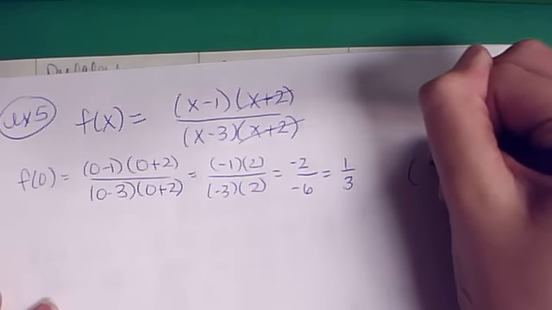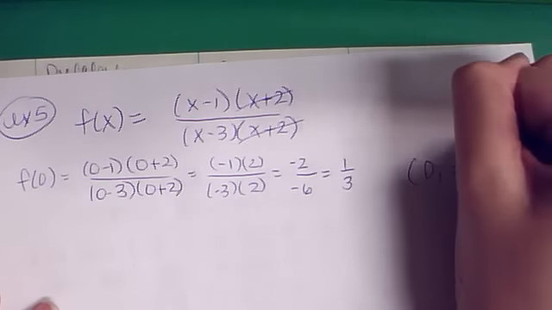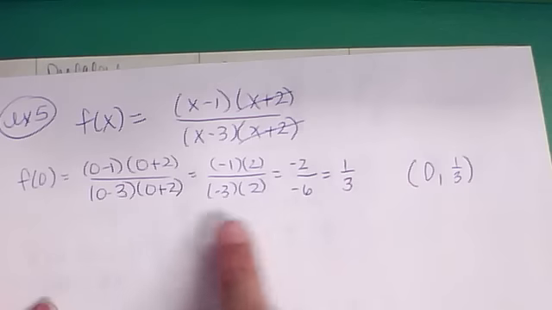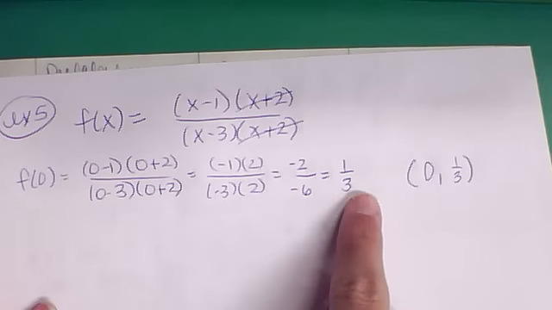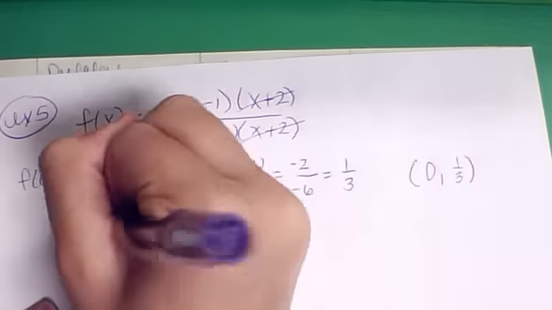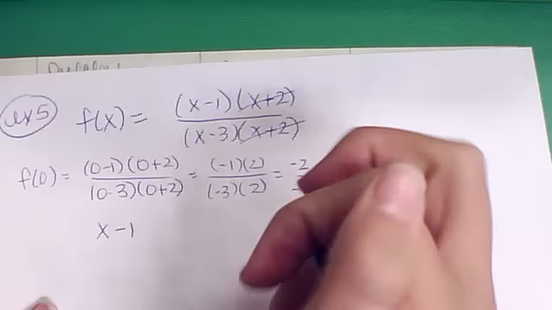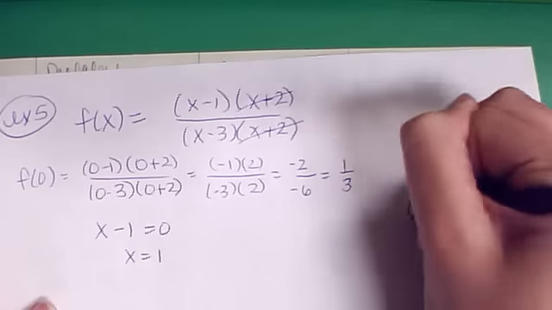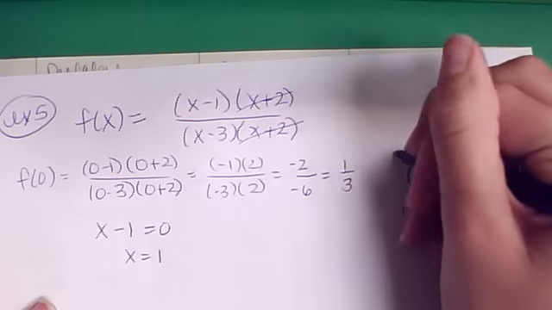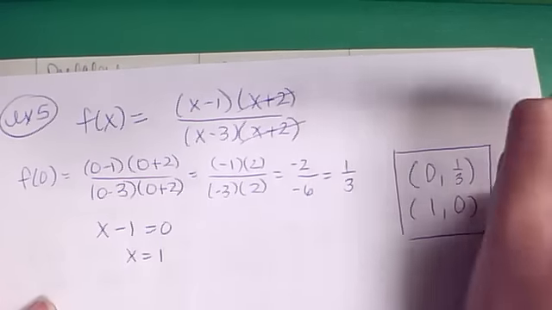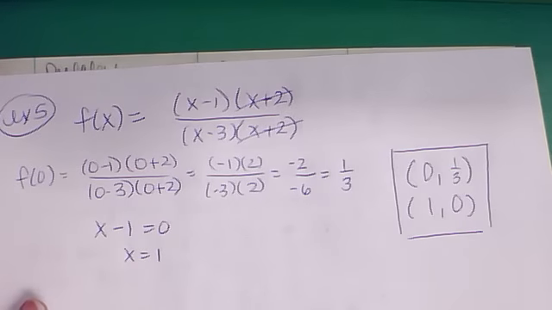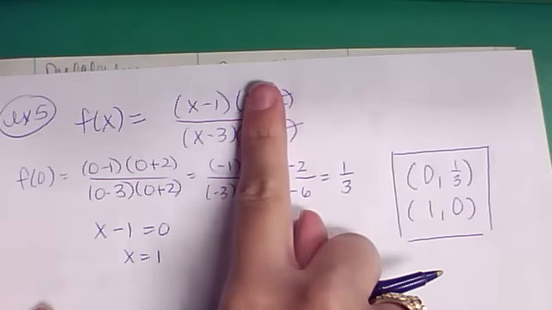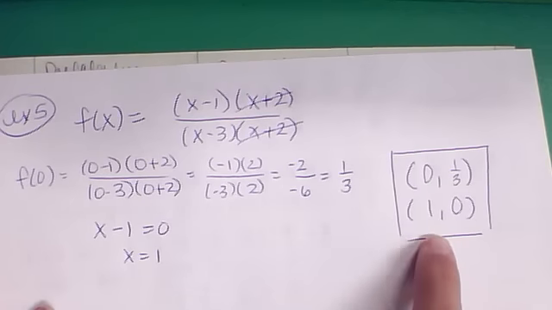So that intercept is 0, 1/3. The reason the 0 is in the x place is because I plugged in 0 everywhere for x. To find the other one, I'm going to set the factor that remains up top equal to 0. And when that happens, x equals 1. So my other one is 1, 0. And these two right here are my two intercepts. Again, we don't want to use the whole. We're just going to use what is left.